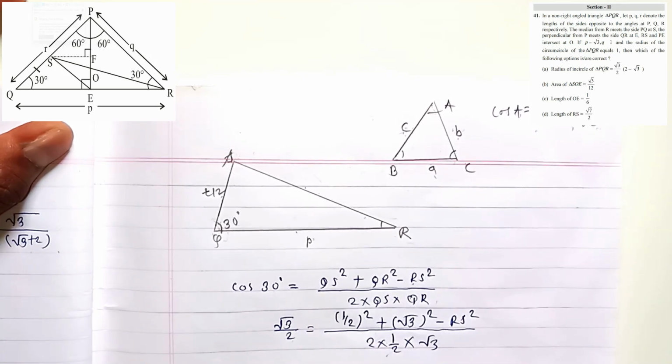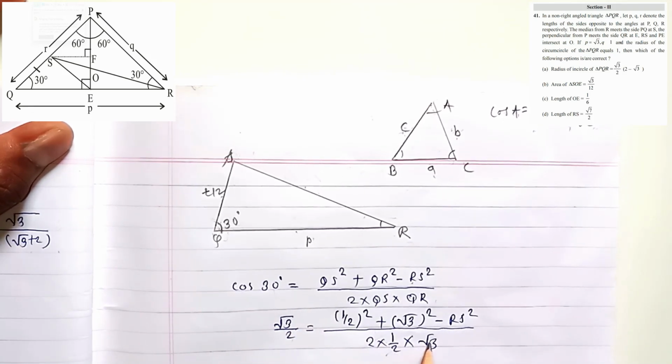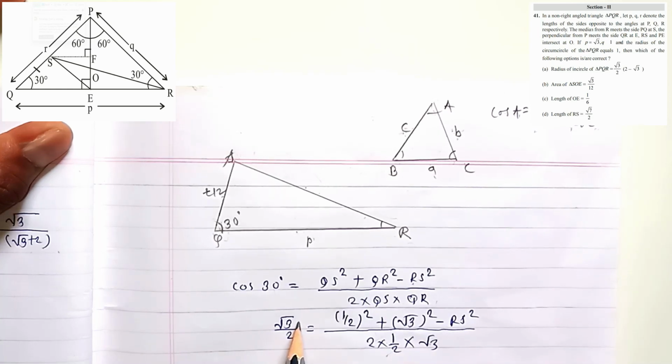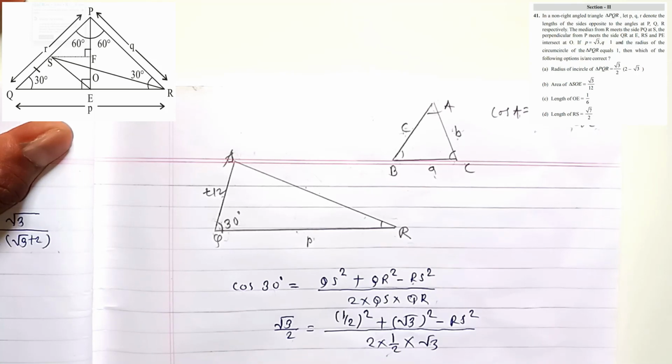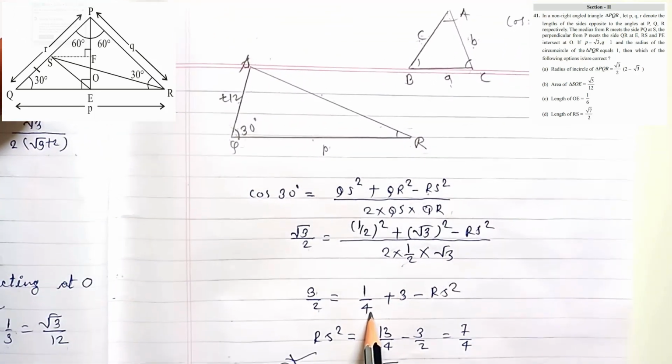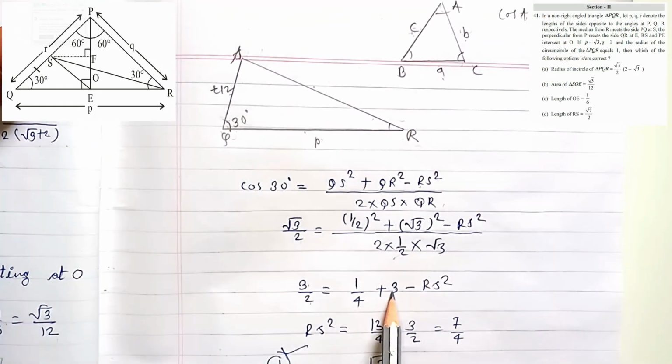Root 3 by 2 here, root 3 multiplicand goes to the denominator. So root 3 into root 3 is 3, the 2 gets cancelled. On the other side, 1 by 2 square is 1 by 4, plus root 3 square is 3 here, RAS square as it is. Just easy calculation. So RAS square is equal to 13 by 4 minus 3 by 2. So we'll get the required RAS square as 7 by 4.